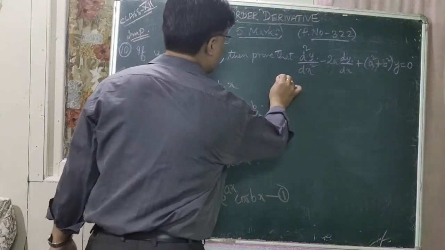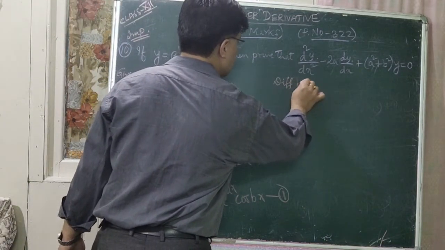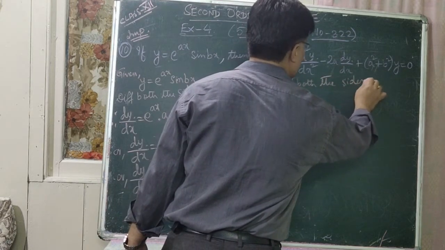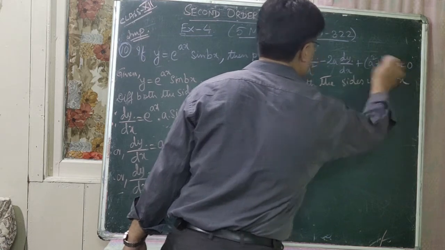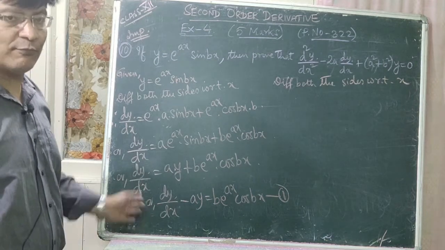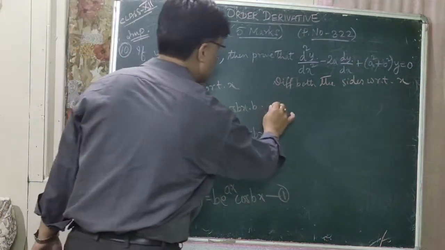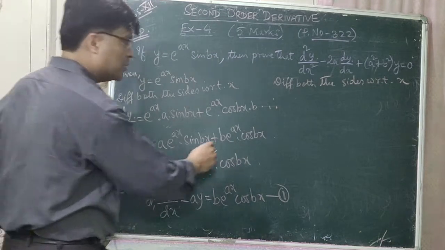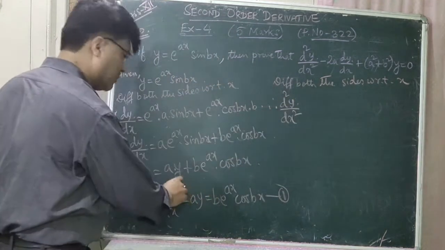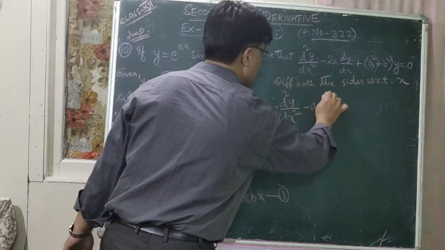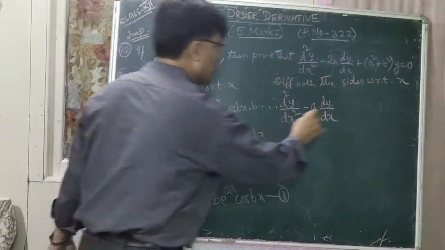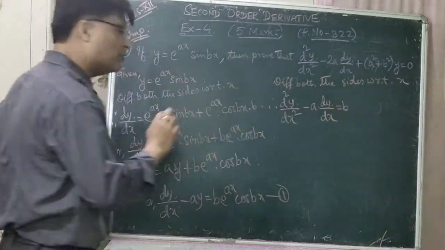So write down, differentiating both the sides with respect to x again. Again you have to take the differentiation of both the sides with respect to x. So what is the differentiation of dy by dx with respect to x? It is d2y by dx square, then minus a into dy by dx, is equal to, now on the right hand side you have to use UV rule.